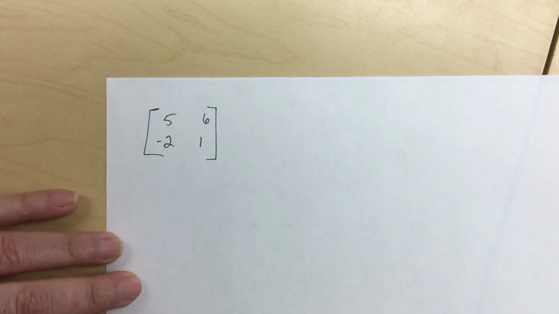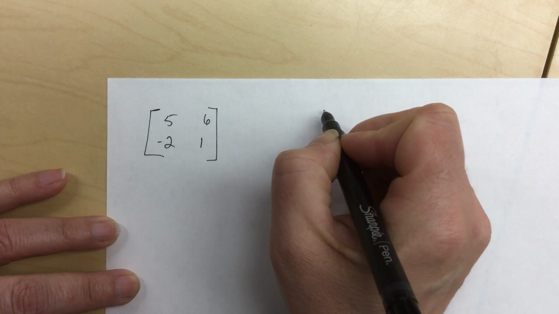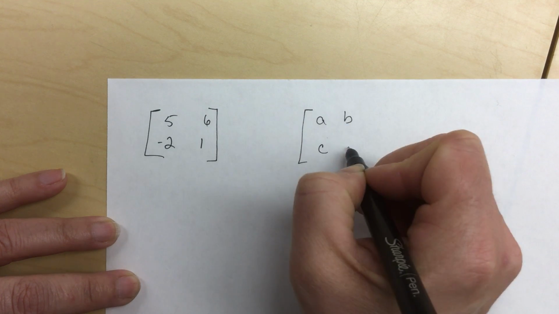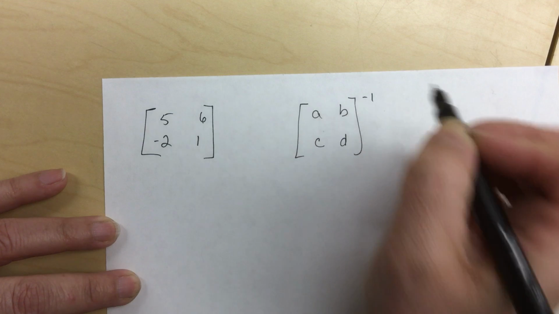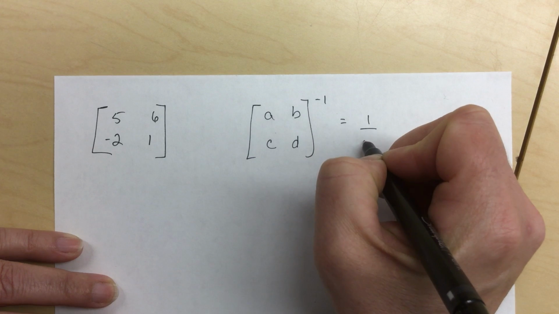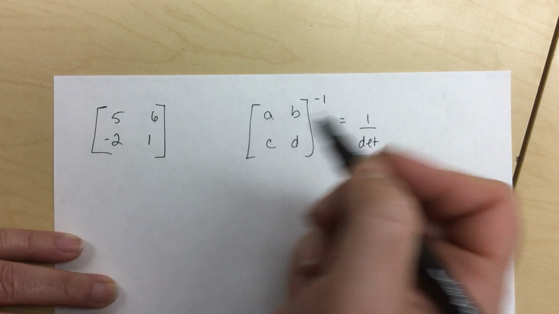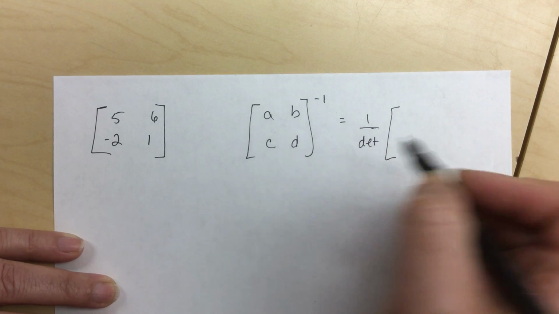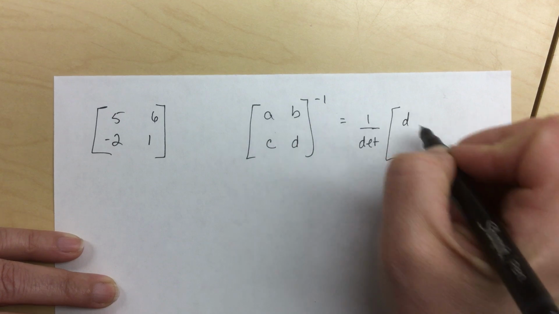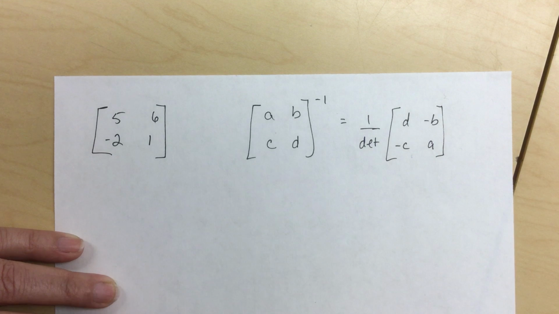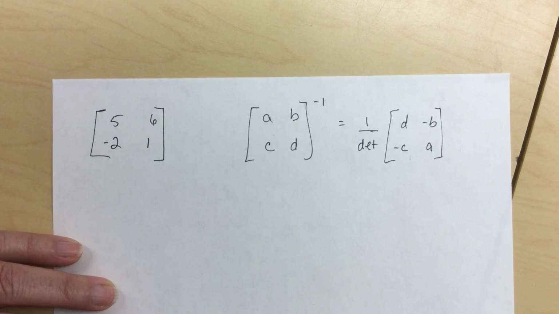Okay, so let's say you want to find the inverse of this matrix. The formula for the inverse of a matrix is the following. If I have A, B, C, D, its inverse, which is denoted by A to the power of -1, is equal to 1 over the determinant of A, times, and then we're going to flip-flop these diagonals and change the sign of the other two. So you're just going to have to memorize that formula, okay?